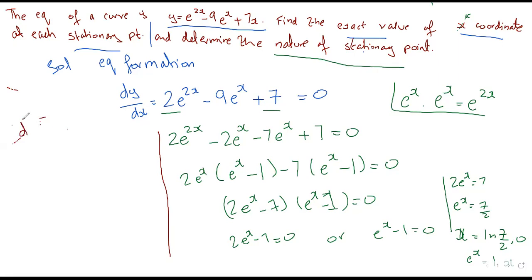So d square y by dx square equals. What would be the second derivative in this case? This is going to be 4e to the power 2x minus 9e to the power x.